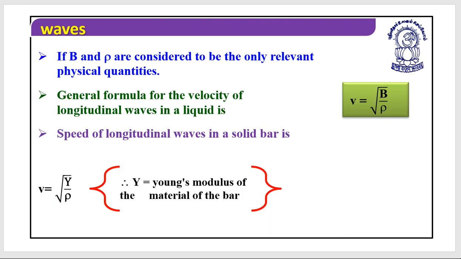Great. So if B and rho are considered to be the only relevant physical quantities, a general formula for the velocity of longitudinal waves in a liquid is V equal to root of B by density. In the same way, the speed of longitudinal waves in a solid bar can be given as V equal to root of Y divided by density. I hope this is clear. Is it clear? Are you sure?